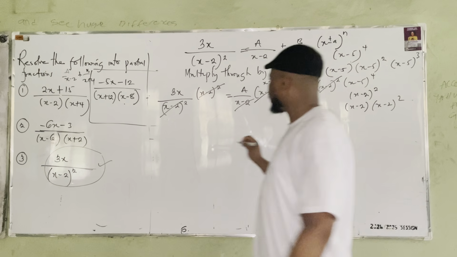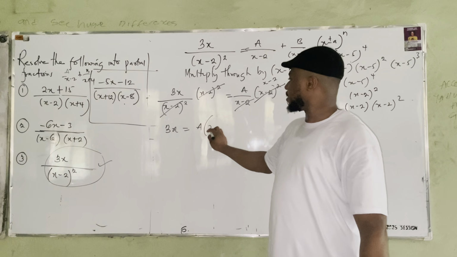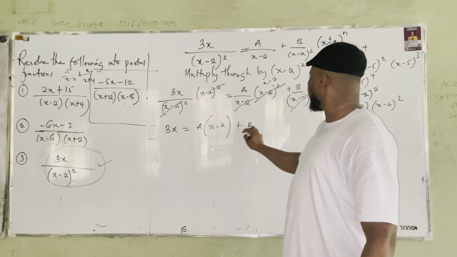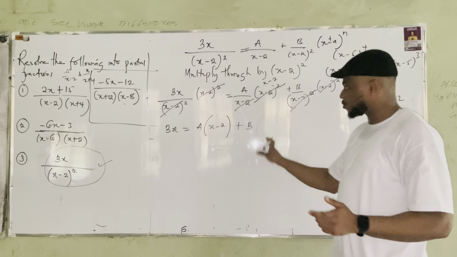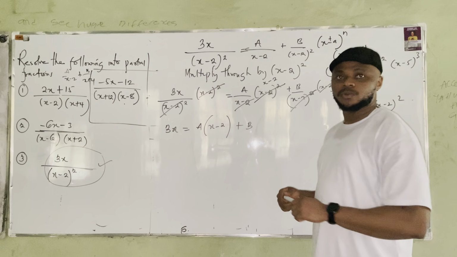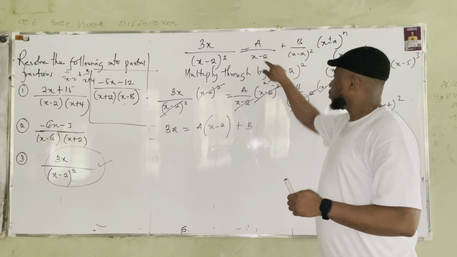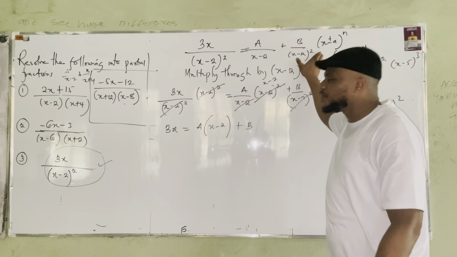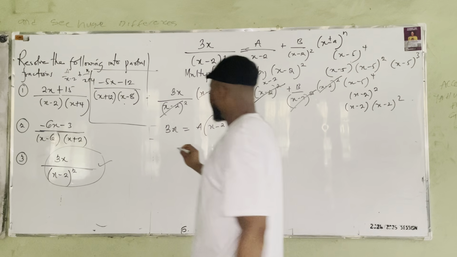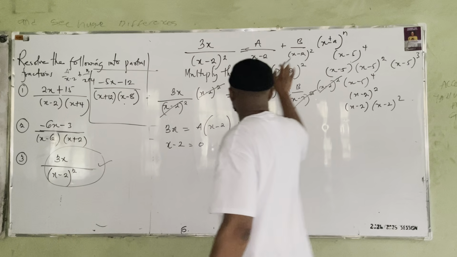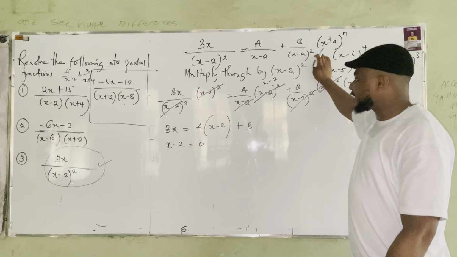Yes. Alright. So now it means that 3x will be equal to a bracket, what is left here? x minus 2, plus b bracket, nothing there, right? So plus b. Now what we are expected to do, like we've always been doing, is to equate this one to 0, but we cannot equate this to 0. Equate this to 0 first. So x minus 2 equals 0. The reason why we don't want to equate this to 0 is because it has the power. So x minus 2 is equal to 0.